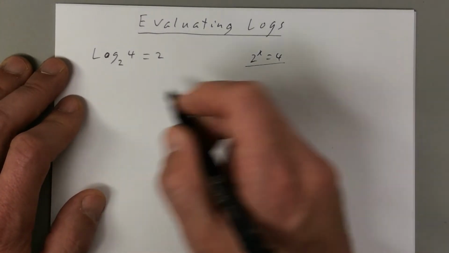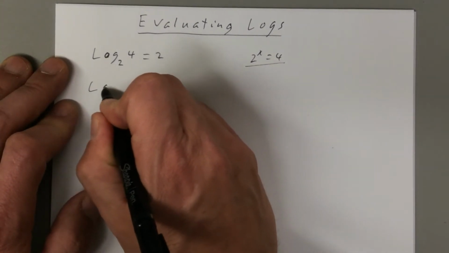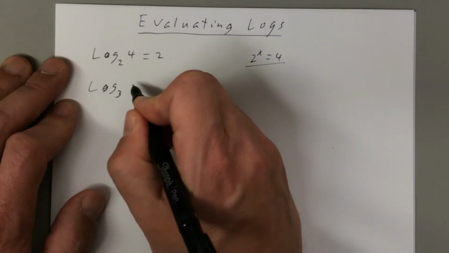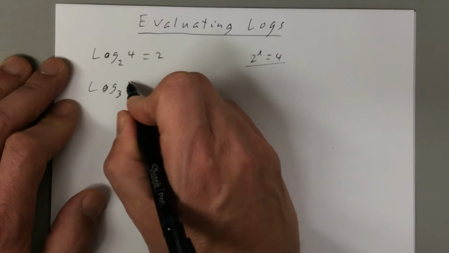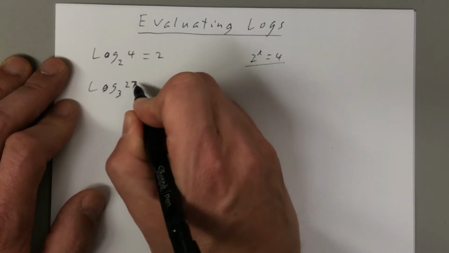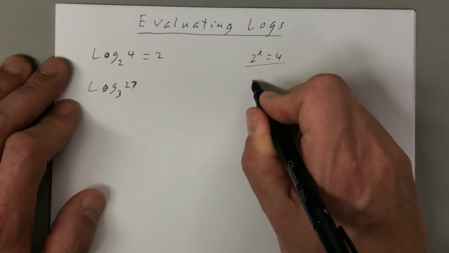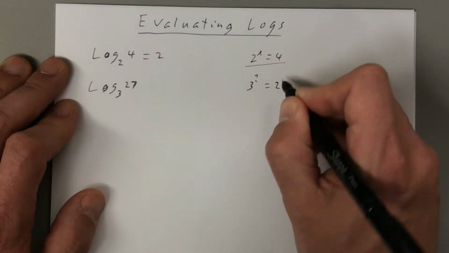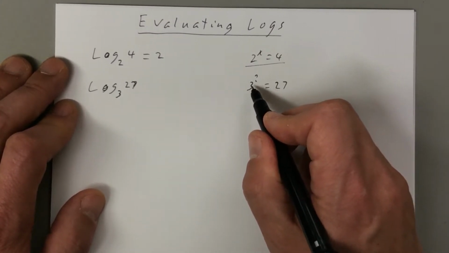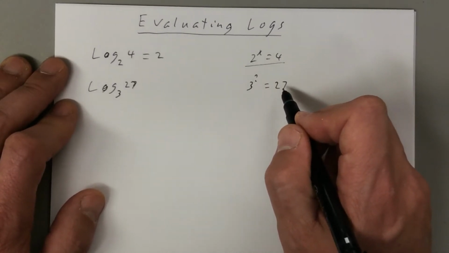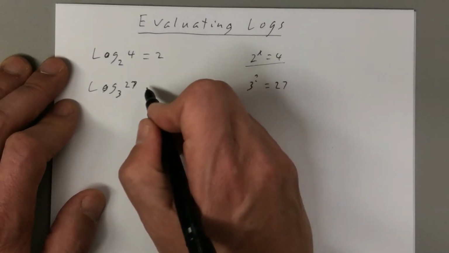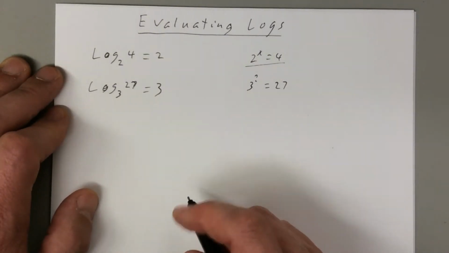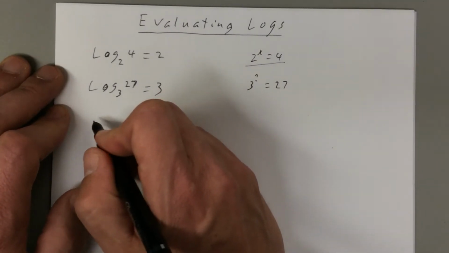Now if you want log base 3 of 27, well, then you'd go 3 to the what equals 27. Well, 3 to the 2 equals 9, times 3 again is 27, so it must be 3 to the 3. So you'd say that's 3. Now you could have other ones here.